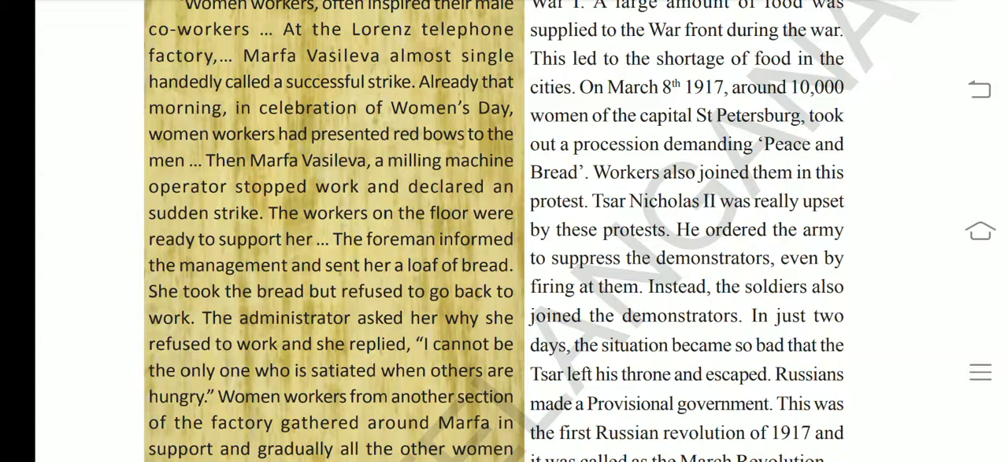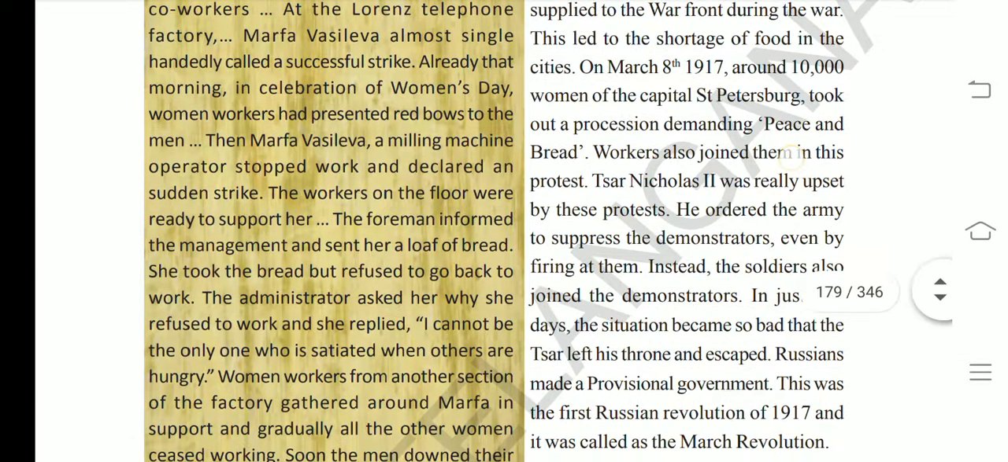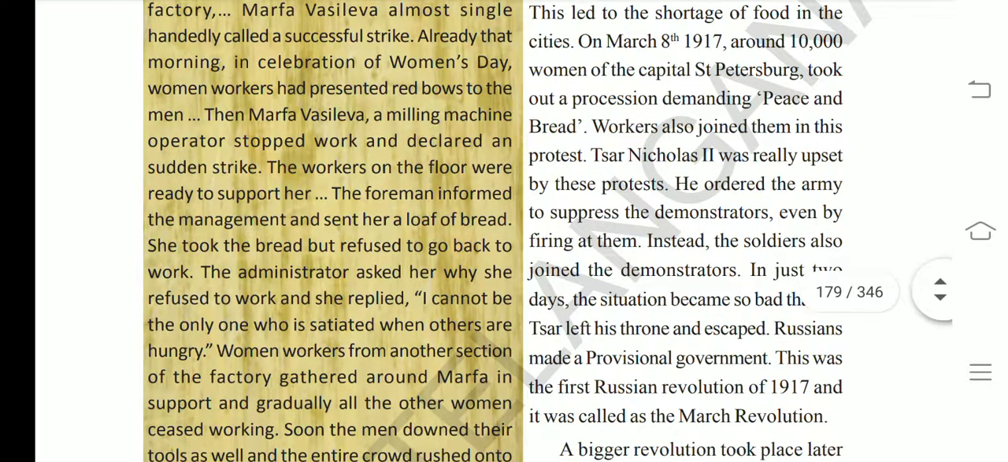March 8th, 1917. This was the time Russia had withdrawn from World War One because there was a civil war within Russia. What is meant by civil war? Two groups of people in a nation fighting, or involved in a war. That is called civil war.